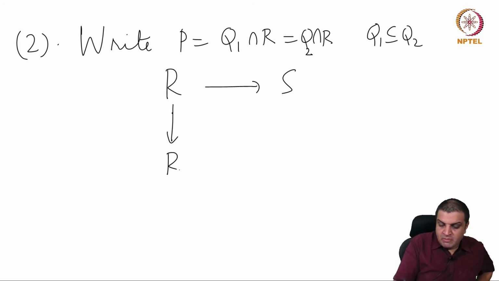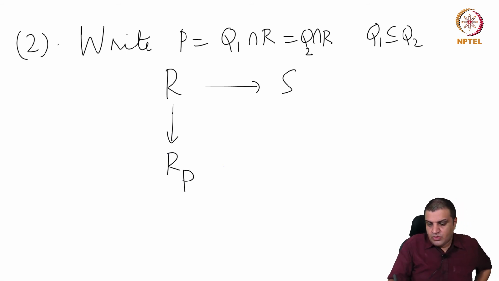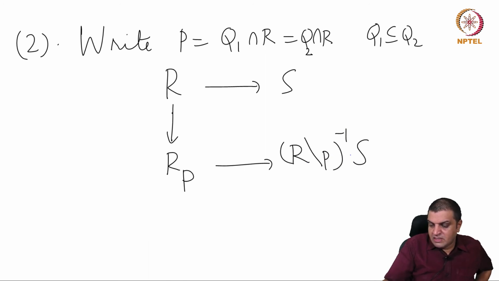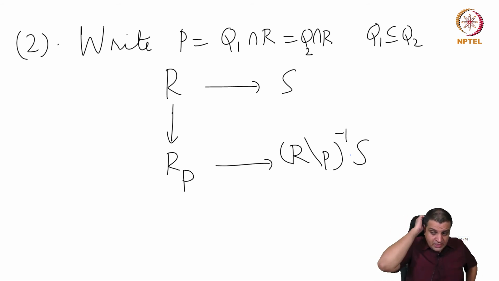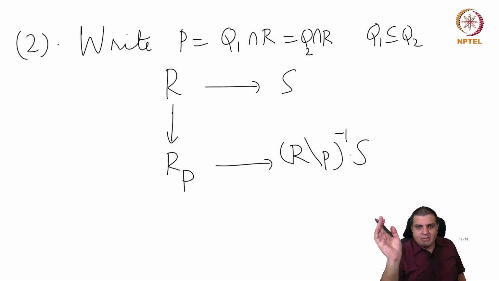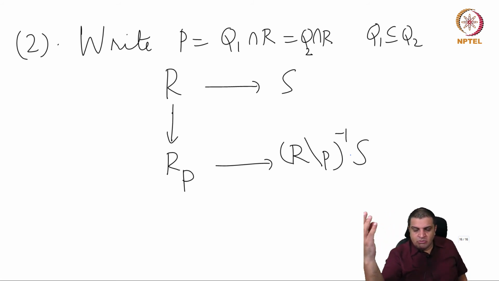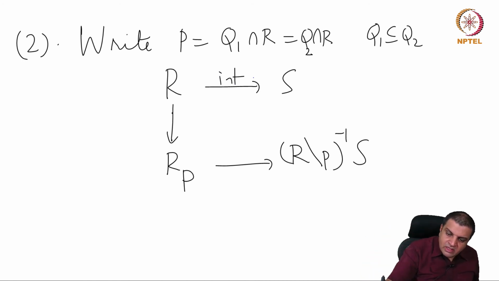This gives a map from R localized at P to R minus P inverted inside S. P itself, P extended to S, need not be a prime ideal. Its complement need not be multiplicatively closed. What we are inverting is just those elements of R that are outside P. So this is integral. Please check that this is also integral.